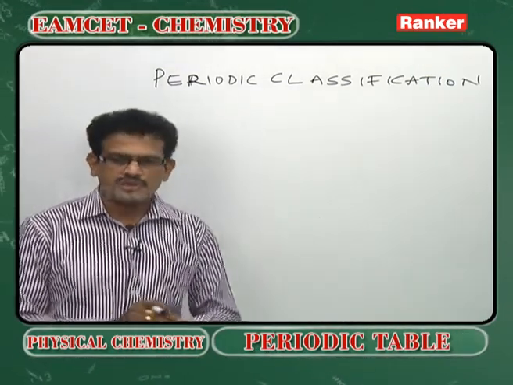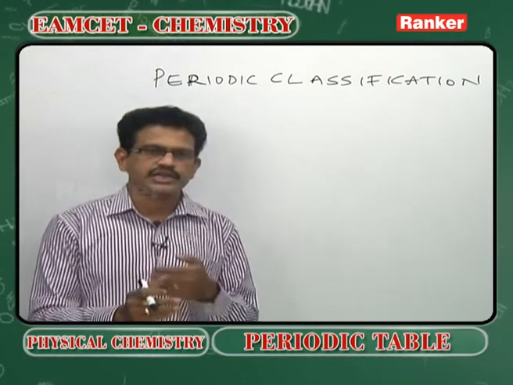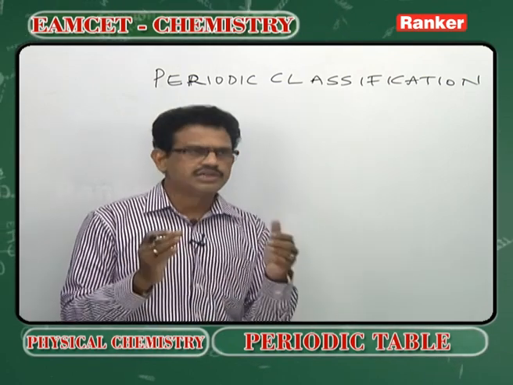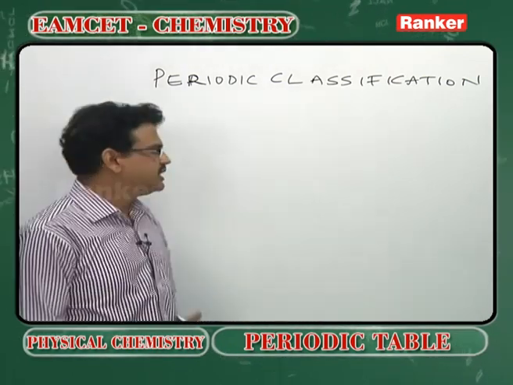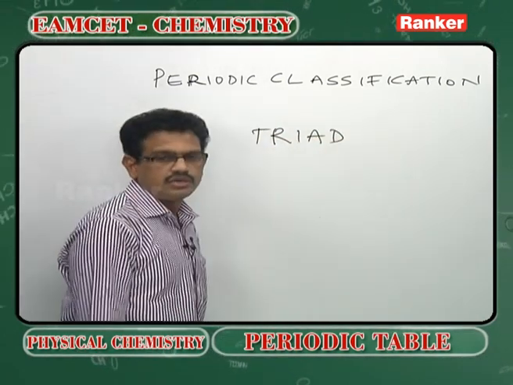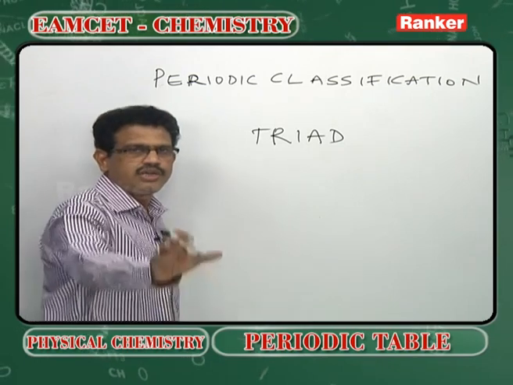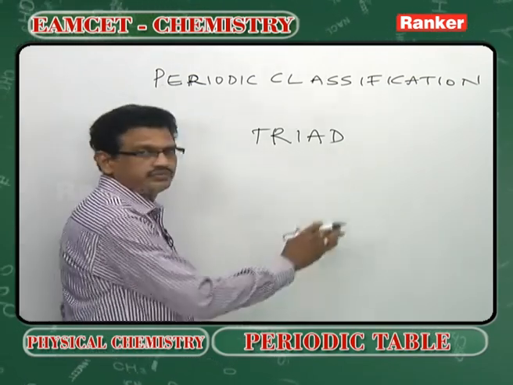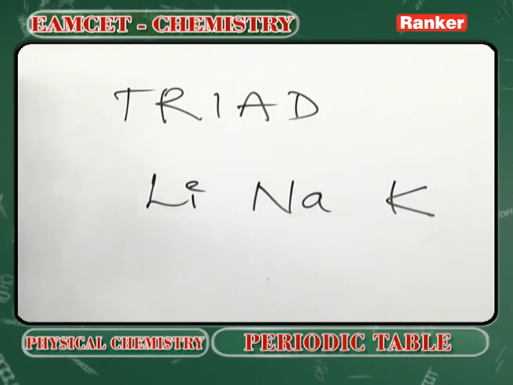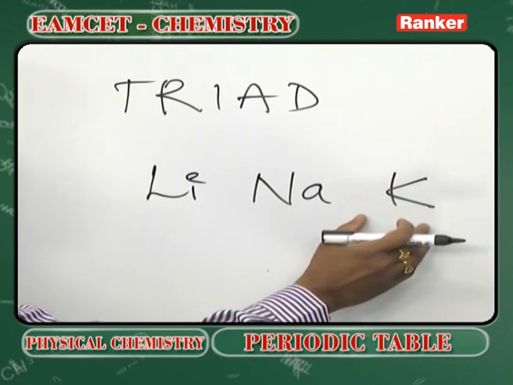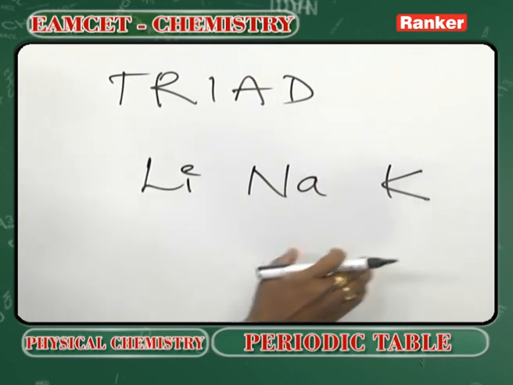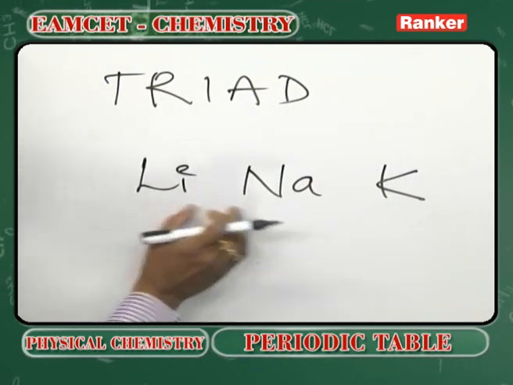Then all over the world, scientists made the known elements into a triad system. A triad mainly consists of 3 elements in a family group. For example, lithium, sodium, potassium is a set of one family, it's a triad. This triad contains 3 elements.